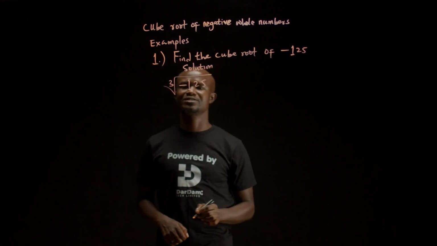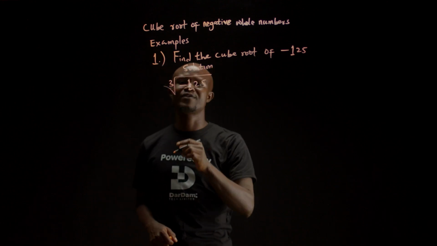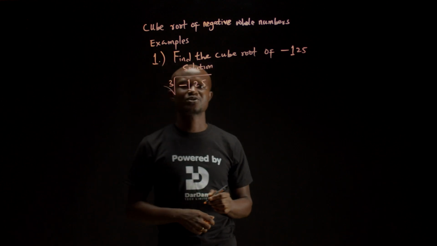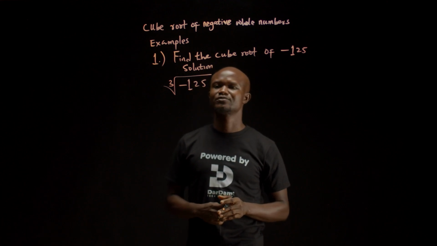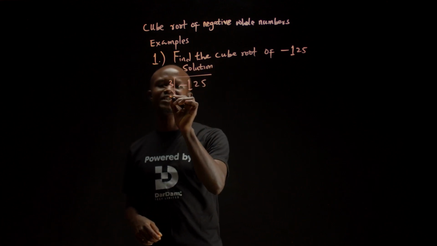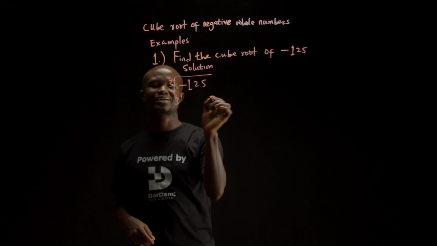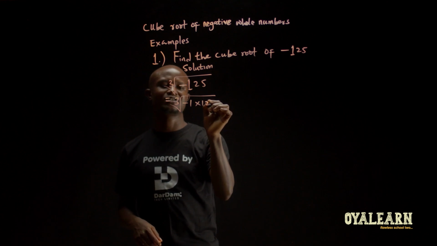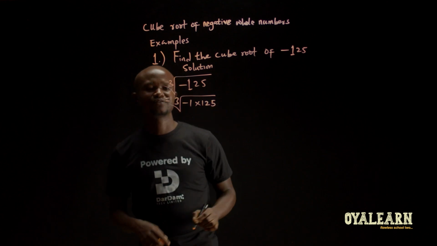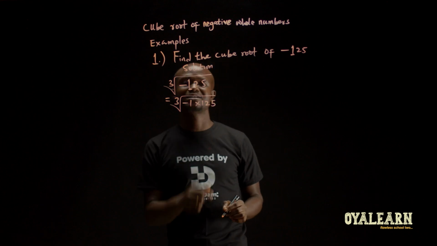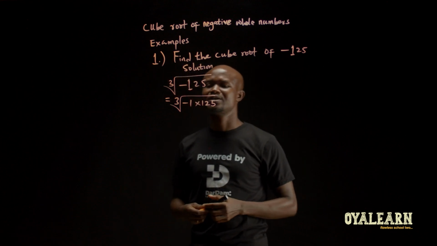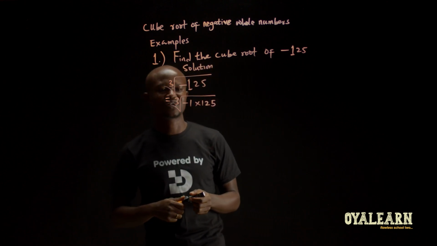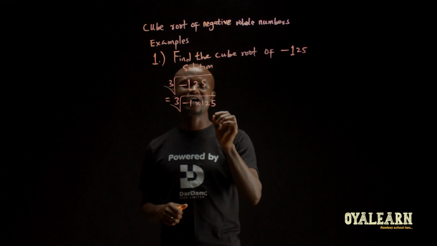Now, you must know this. What we have here is the same thing as what? Since we are having minus 125, this is the same thing as the cube root of what? Minus 1 times 125. Because minus 1 times 125 is the same thing as minus 125.